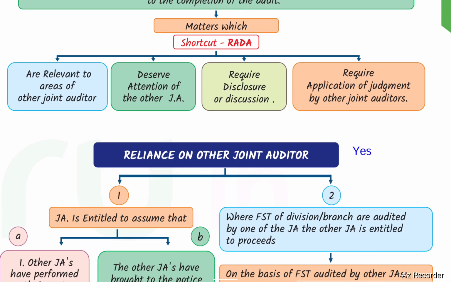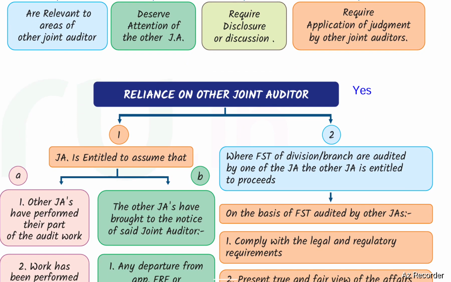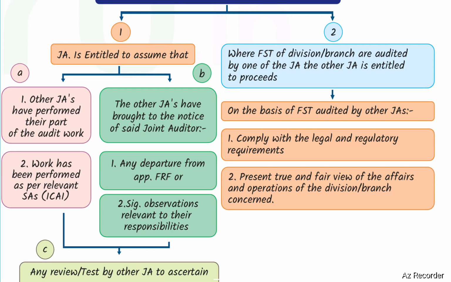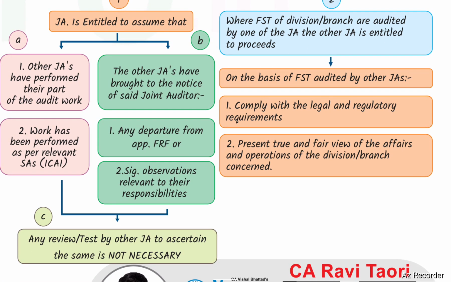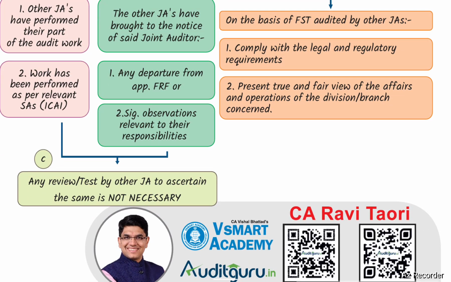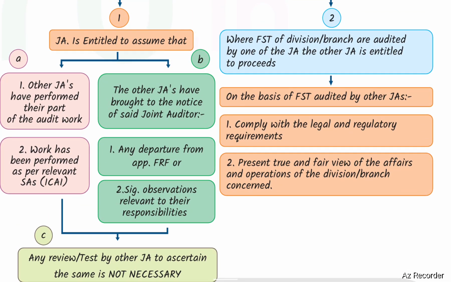Reliance on other joint auditors. Can one joint auditor rely on the work of another joint auditor? The answer is yes. A joint auditor is entitled to assume that the other joint auditors have performed their part of the audit work, that work has been performed as per relevant standards, and that the other joint auditors have brought to the notice of said joint auditor any departure from the applicable financial reporting framework or significant observations relevant to their responsibility. Any review or test by the other joint auditor to ascertain the same is not necessary.